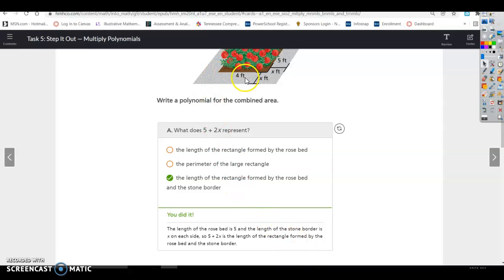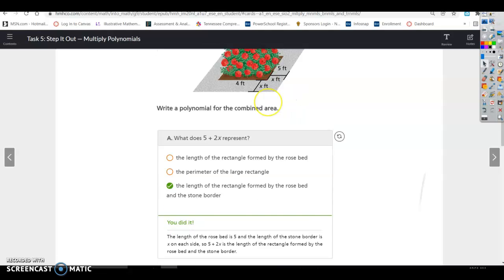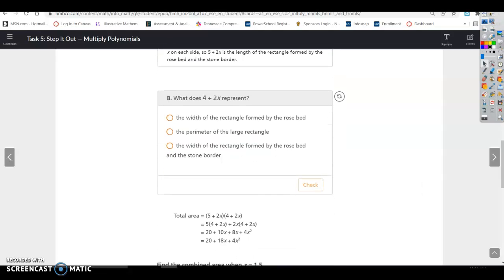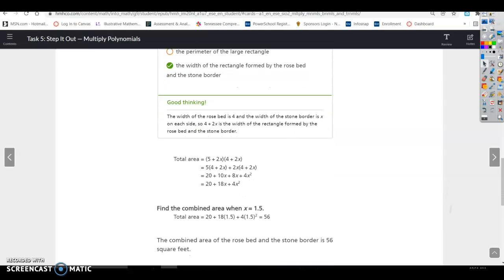All right, so what does 4 plus 2x represent? That's going to be your width, and again, you're going to have x on both sides to represent the stone border. So the width of the rectangle formed by the rose bed and the stone border. Again, the stone border is included. That's what the 2x represents.